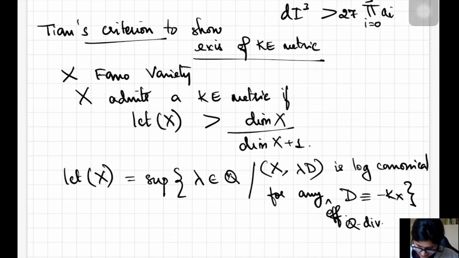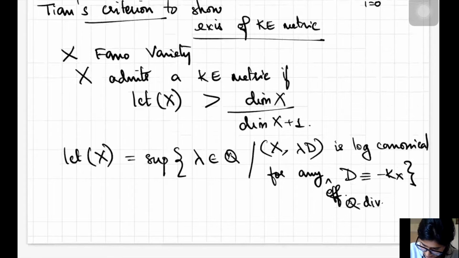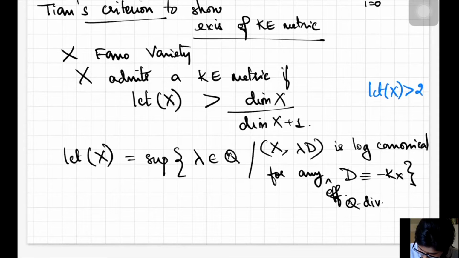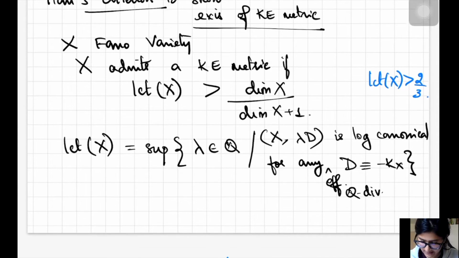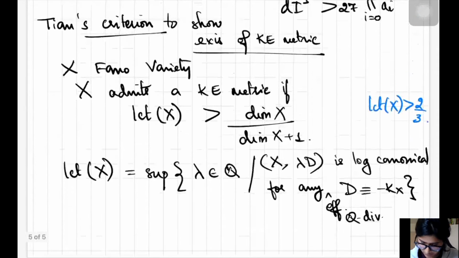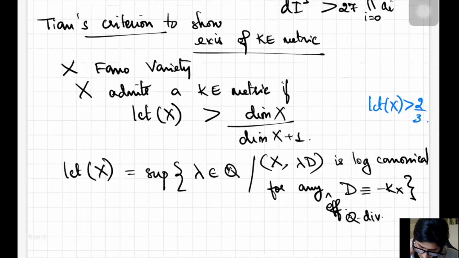So we have this criterion given by Tian. In our case, because the dimension is 2, we just need LCT of X to be greater than 2/3. If this works, then we know that it admits a Kahler-Einstein metric. This has been used in a lot of cases, which I will tell you about. So this is a criterion to say when we know that it admits a Kahler-Einstein metric.